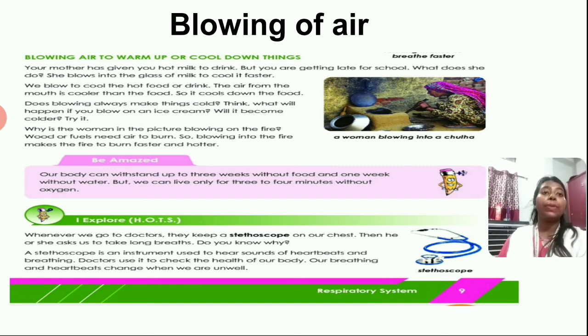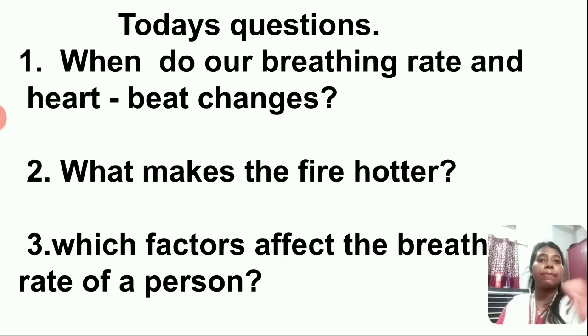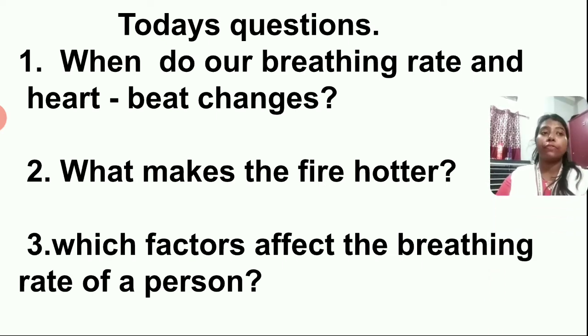So we have seen the key points of this chapter, and based on today's key points, see the questions. The first question is, when do our breathing rate and heartbeat change? Second, what makes the fire hotter? Third, which factors affect the breathing rate of a person?